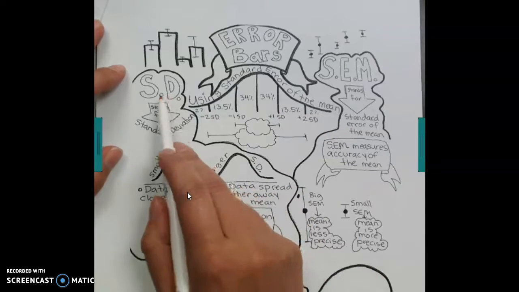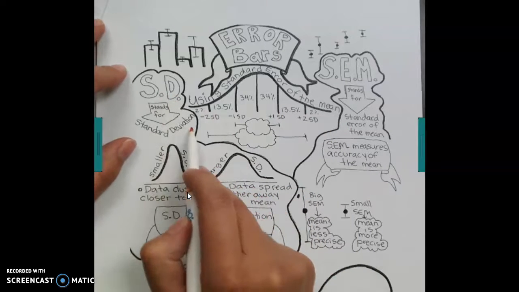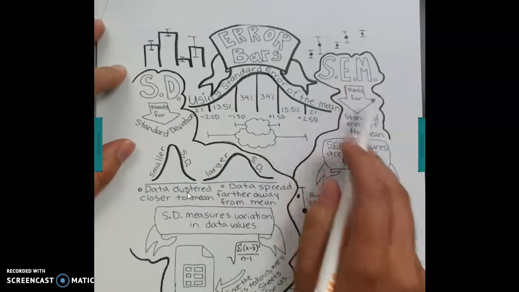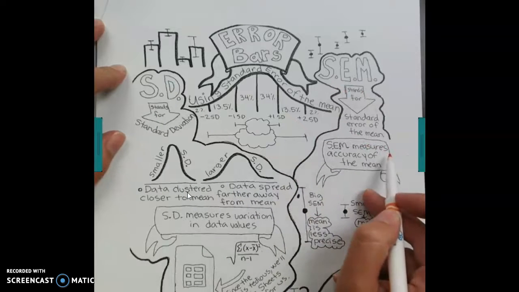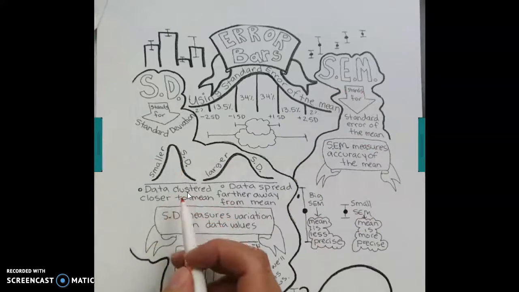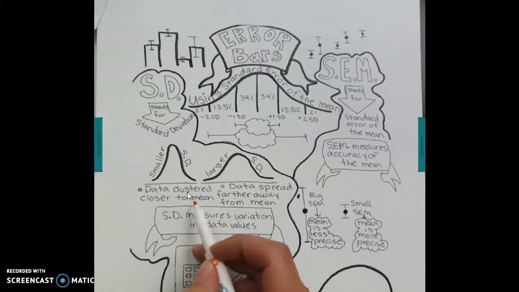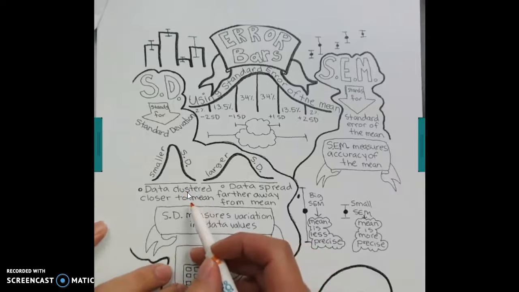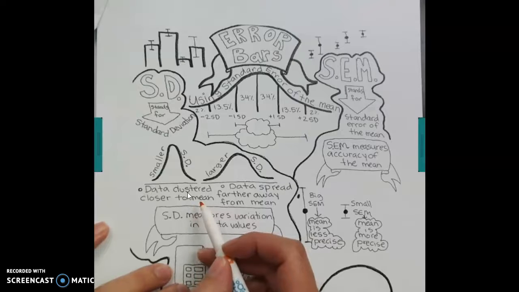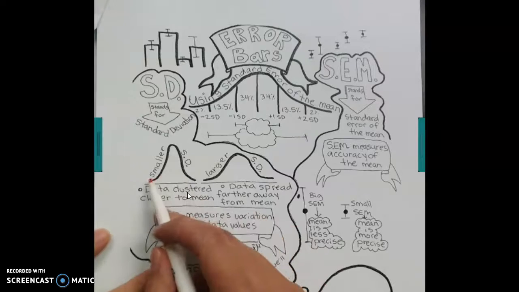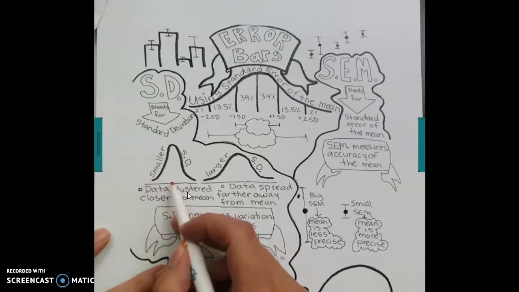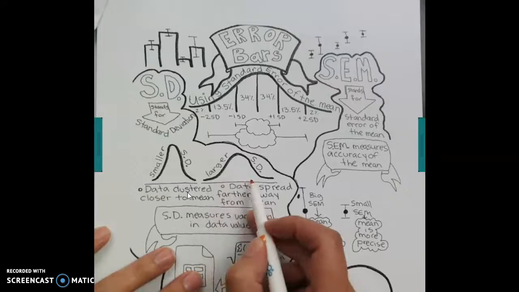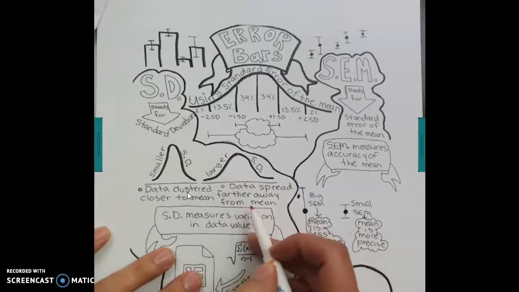When we see this abbreviation SD, that stands for standard deviation, and SEM stands for standard error of the mean. So when we look at standard deviation, essentially what this is doing is telling us how clustered our data is to the mean or how spread apart our data is from the mean. If we have a very small standard deviation, that means there's not a whole lot of variation away from that mean in our data. If we have a larger standard deviation, that means that the data is spread farther away.